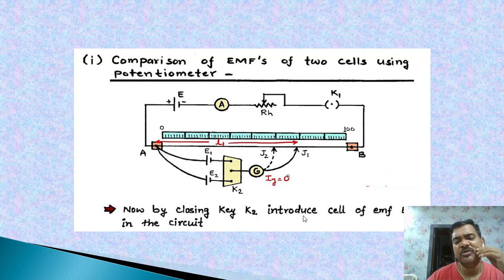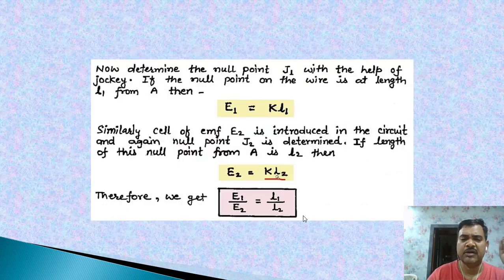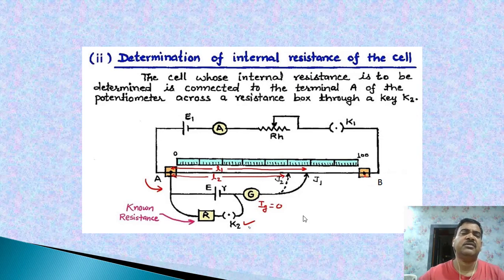In the circuit diagram, we have to remember certain things. All the positive terminals of the cells must be connected to A. Okay. Now the next application of the potentiometer is determination of the internal resistance of a cell. The cell whose internal resistance is to be determined is connected to the terminal A of the potentiometer across a resistance box through a key K2.